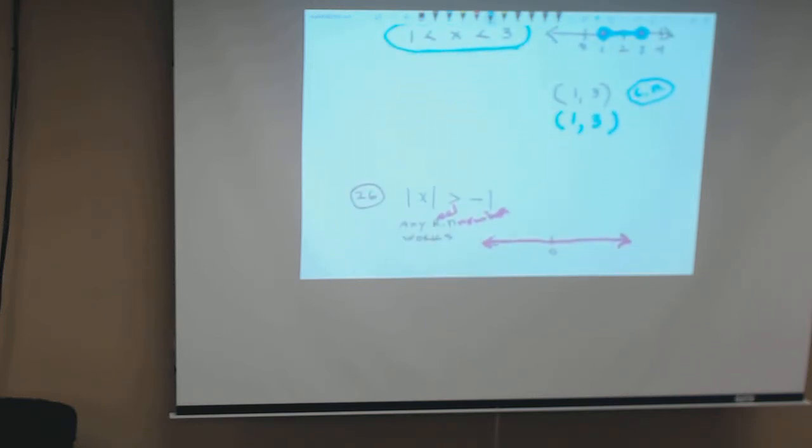26. The absolute value is greater than negative 1. When would the absolute value of a number be greater than negative 1? What number could I put in place of x that would have an absolute value that's greater than negative 1? Absolute value is always going to be positive, right? So that means I could put any number in there, any real number. So how do I graph any real number? I make a number line and just color in the whole thing.